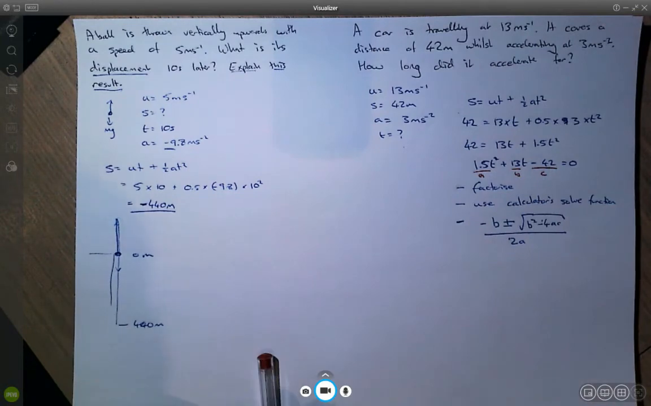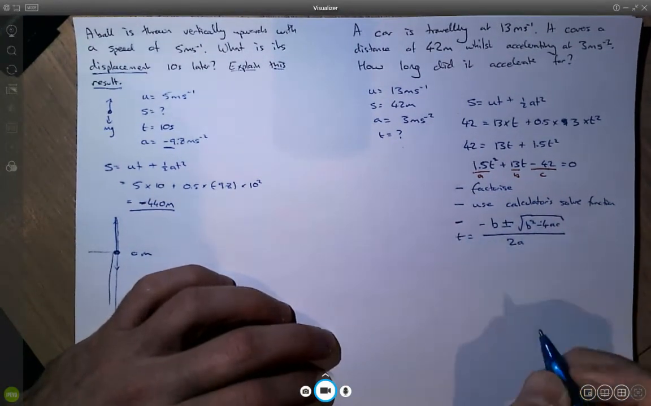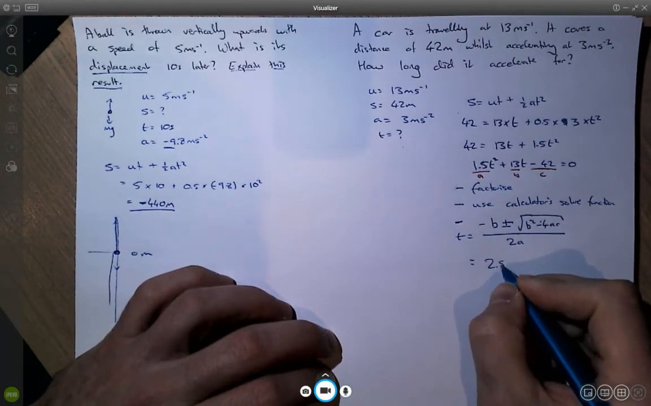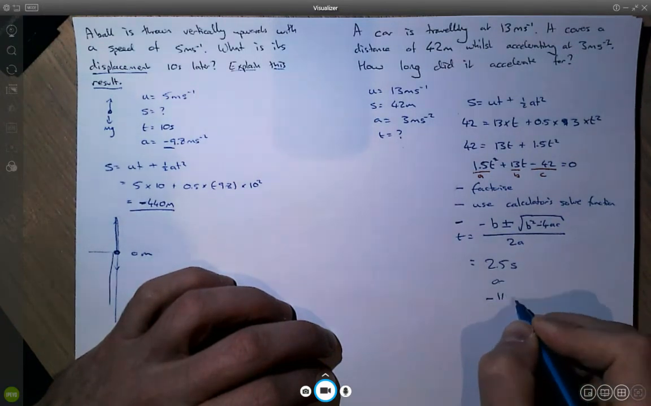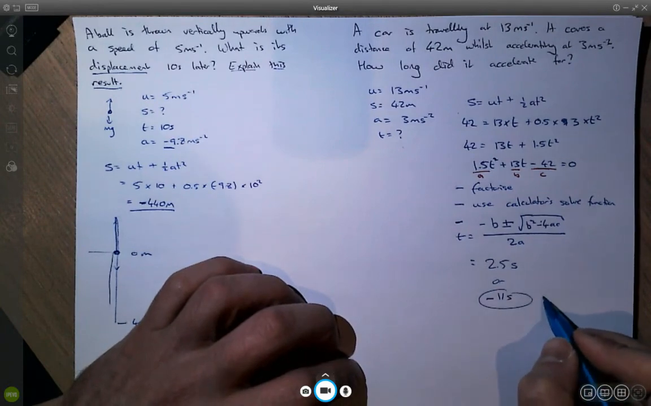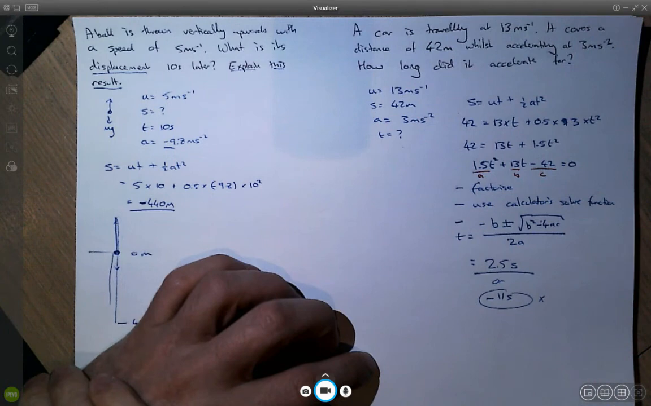So if I plug in all these numbers into my quadratic equation, then I get two solutions. I get 2.5 seconds, and I also get minus 11 seconds. So obviously this is meaningless. So my answer is the positive value, which is 2.5 seconds.